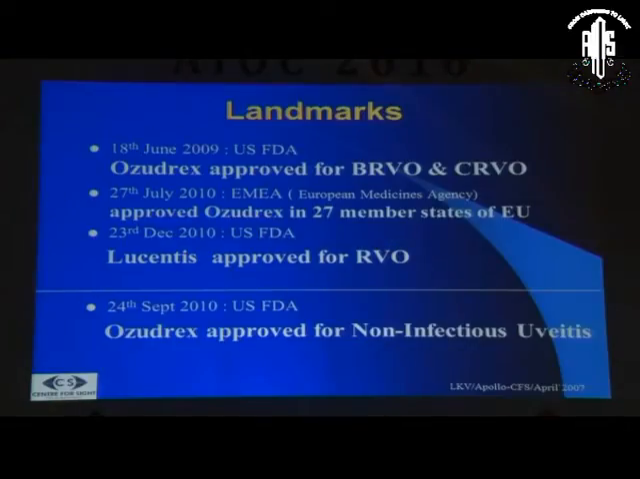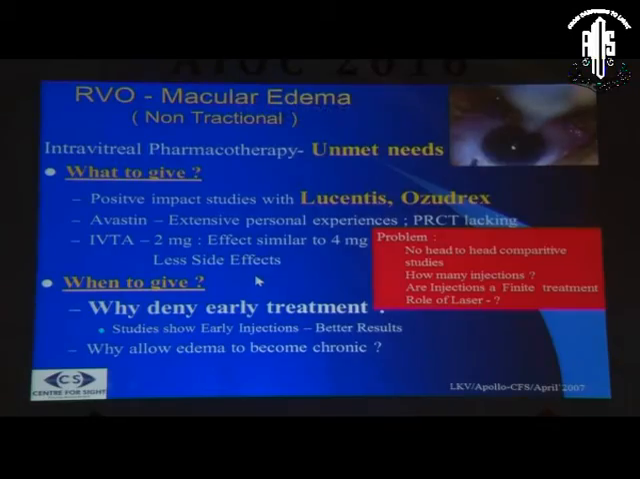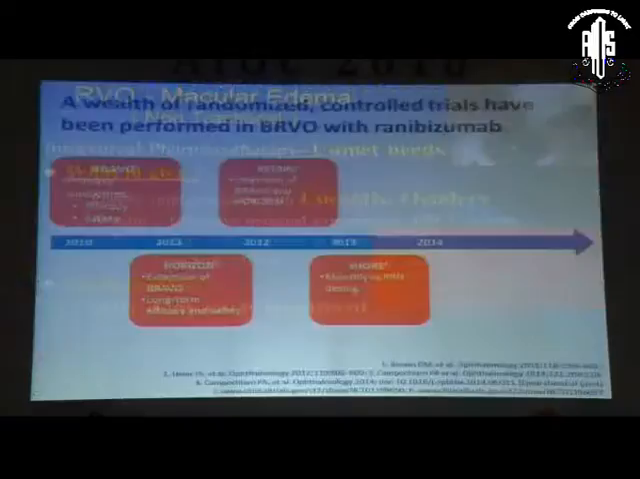So there were important landmarks. As I said, Ozurdex got approval first in 2009, and nearly 16 or 18 months after that, Lucentis got approved for RVO. There was so much pharmacotherapy happening at that time, and people were confused what to do, Lucentis or Ozurdex or Avastin. A lot of personal experiences were there, or IVTA, but there were not many head-to-head comparative trials available.